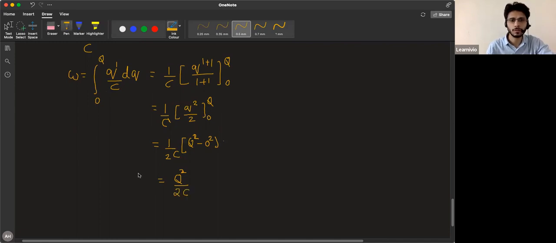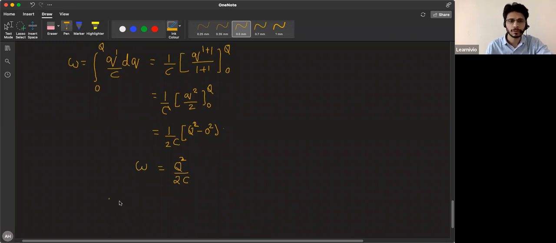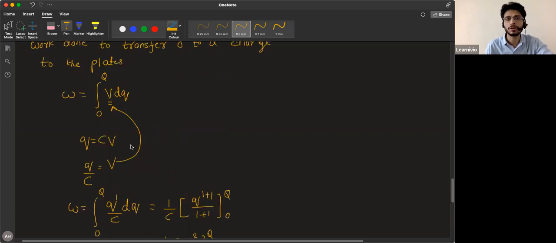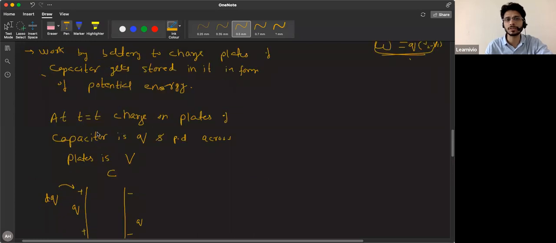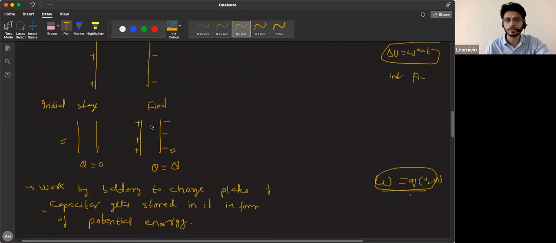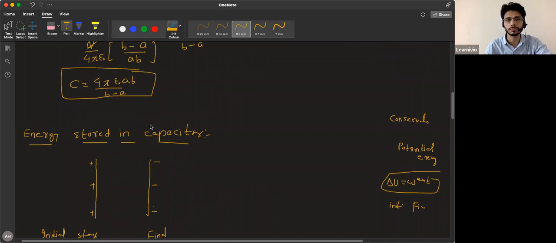This is the work done to store some Q amount of charge on the plates of the capacitor. This work done gets stored in the form of potential energy. And you can write this as Q square by 2C. This is the energy stored in the capacitor. This is the work done that we are doing to charge the plates of the capacitor from the initial stage to the final stage. Just note it down and tell me doubts.